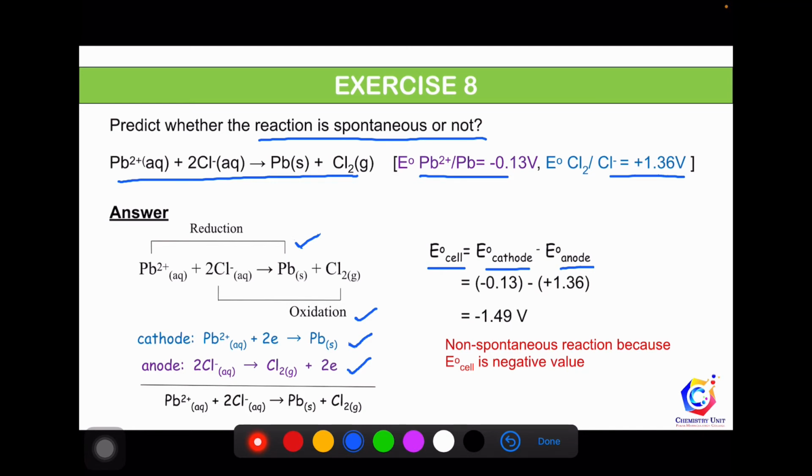That would be Pb2 plus converted into Pb is occurring at cathode and Cl minus converted into chlorine gas is occurring at anode. Enter the correct values. Use a bracket to distinguish between the negative and the minus sign. The final answer should include the sign and the unit. Since a negative value is obtained, therefore conclude by saying this is a non-spontaneous reaction because E0 cell value is a negative. Now let's move on to the next question.